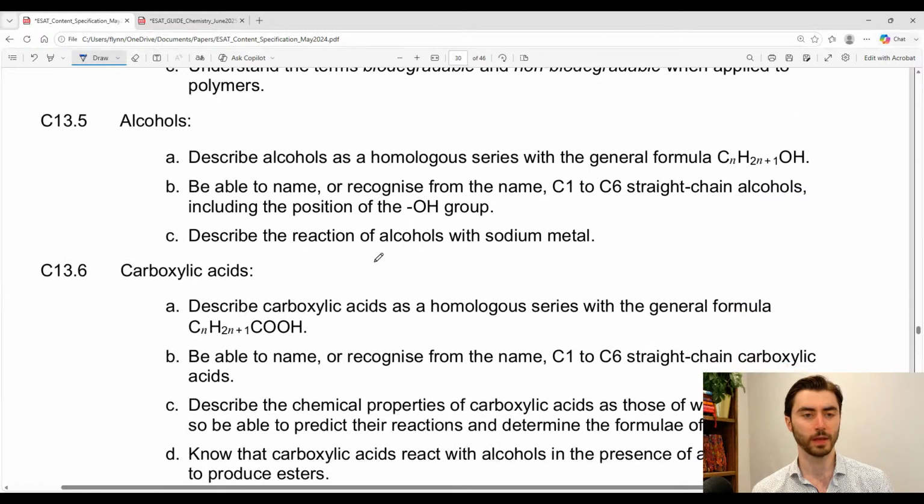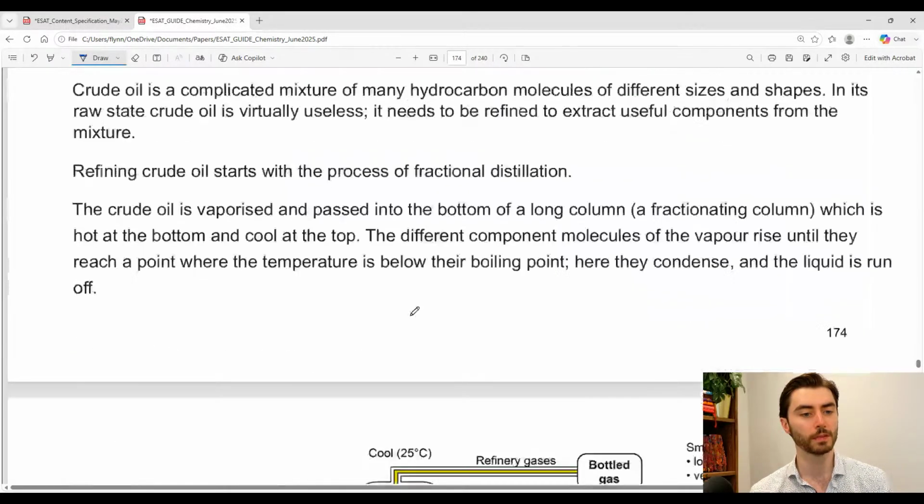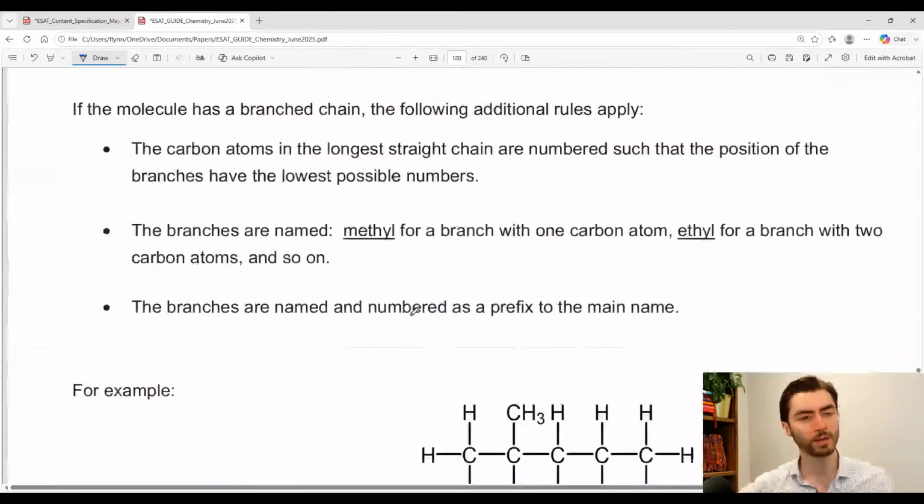Biodegradable, yeah. Alcohols have an OH group at the end. Ooh, describe the reactions of alcohols with sodium metal. I actually don't know that one. Let's go get there. So 13.5.